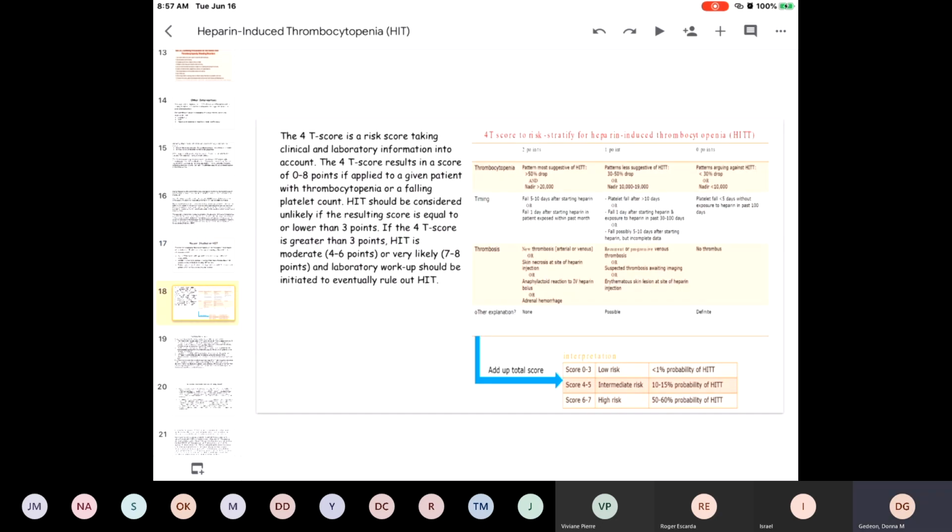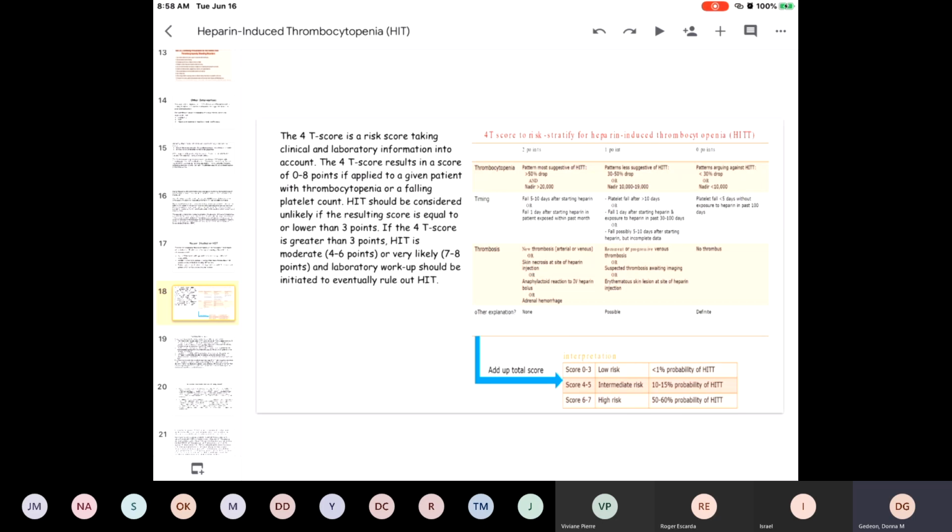This is what they follow to evaluate a patient that could be at risk for HIT. It's called the 4T score, which is a risk score taking clinical and laboratory information into account. The 4T score results in a score of 0 to 8 points if applied to a given patient with thrombocytopenia or falling platelet counts. HIT should be considered unlikely if the resulting score is equal to or lower than 3 points.